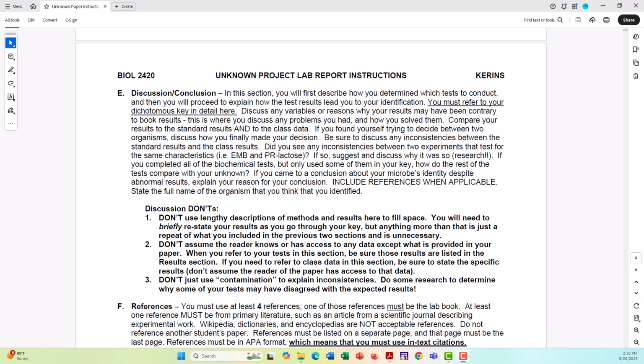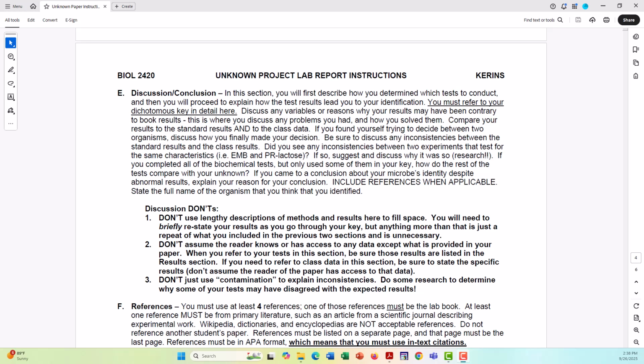If you came to a conclusion about your microbe's identity despite abnormal results, explain the reason for your conclusion. You need to sell this. You need to sell this to the reader, that even if you got results that were unexpected and don't match what you expected to see, how do you know that you have E. coli? How do you know that you have SRAs? You need to sell this. You need to be confident and you need to give me the reasons why.